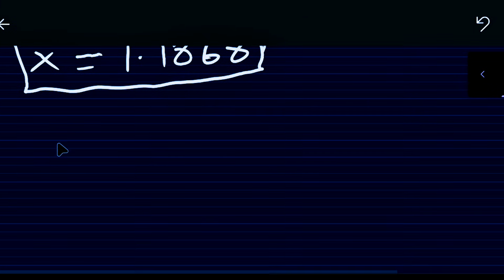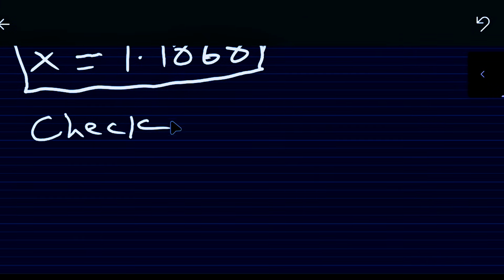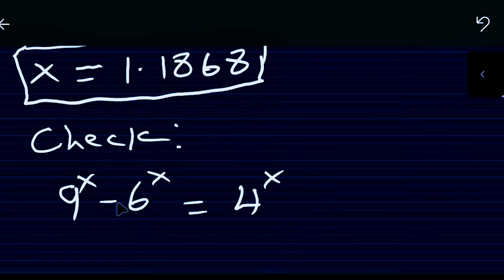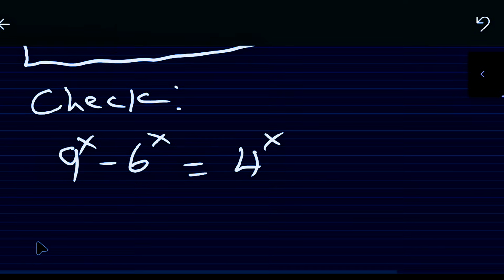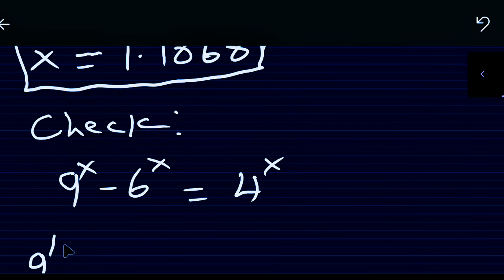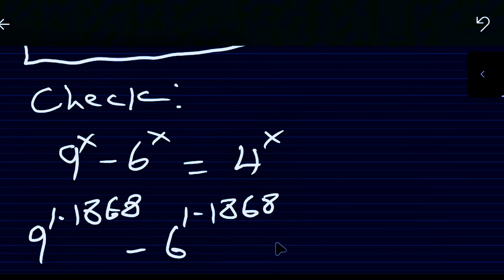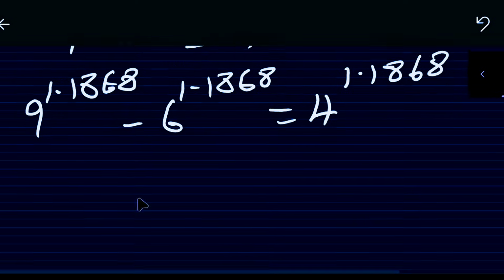Now let's check to see if this will satisfy the given equation. Remember that our equation is 9 exponent x minus 6 exponent x, and this equals 4 exponent x. So we are going to substitute this value of x in this equation. If we do that, we are going to have 9 exponent 1.1868, minus 6 exponent 1.1868, and this equals 4 exponent 1.1868.